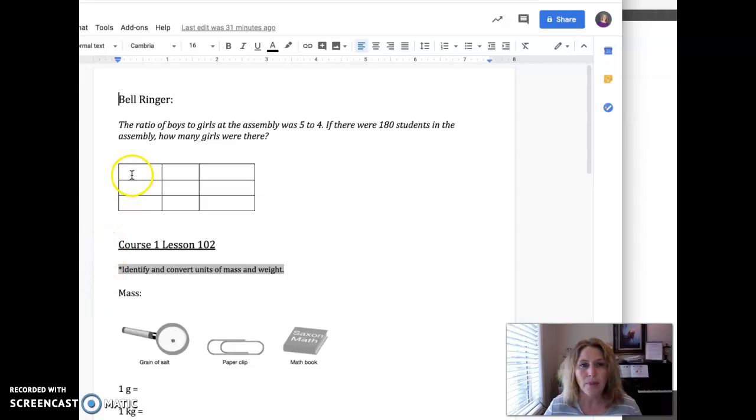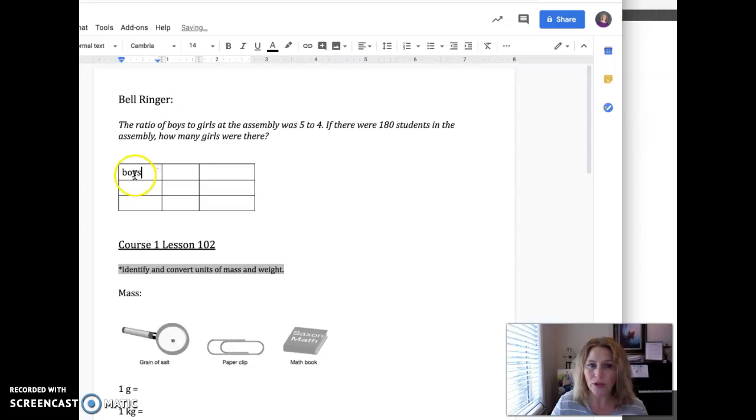So it says the ratio of boys to girls at the assembly was 5-4. Now remember, we're writing the words of the things that we know. So we know boys, we know girls, and we know that we're going to have to know the total. Okay? And it tells us where to fill everything in. It says was 5-4. So we're going to write 5, 4, and then the total. So the total is when we add the 5 and the 4. So the 5 and the 4 makes 9.